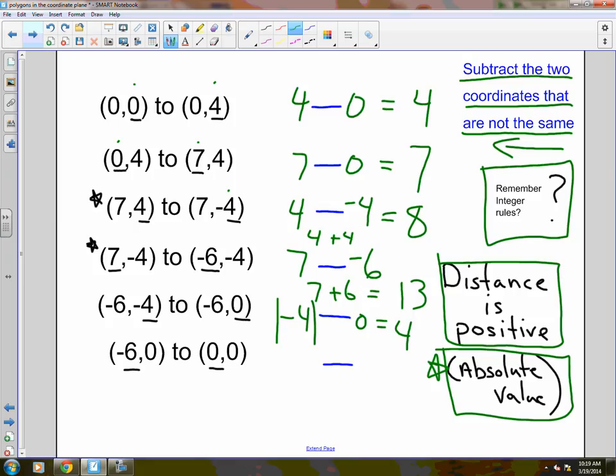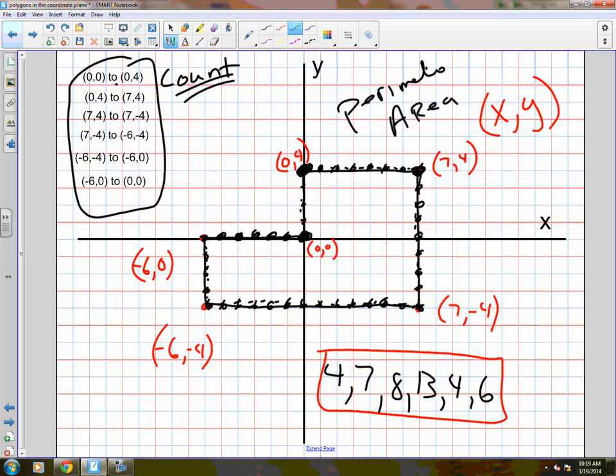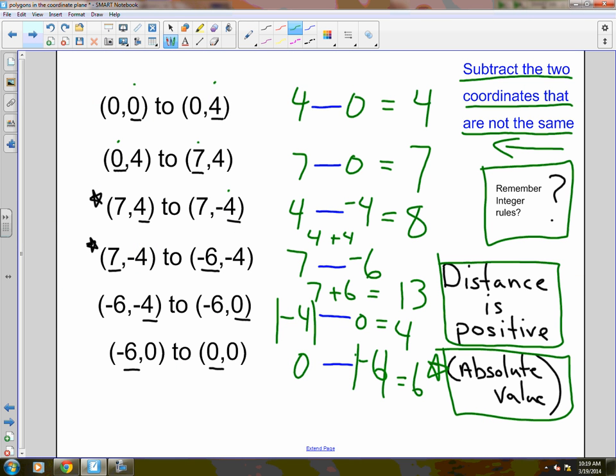And last but not least, I have a 0. And if I subtract a negative 6, that's absolute value again. Absolute value of negative 6 is? Very good. All right, remember these numbers. 4, 7, 8, 13, 4, 6. One more time. 4, 7, 8, 13, 4, 6.